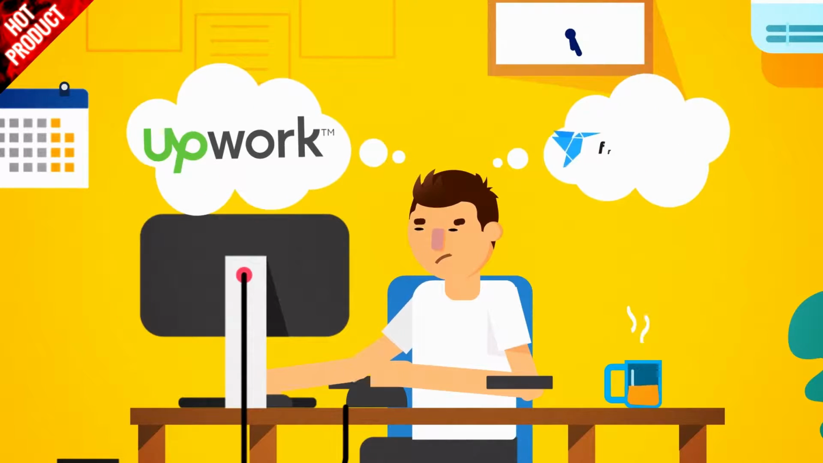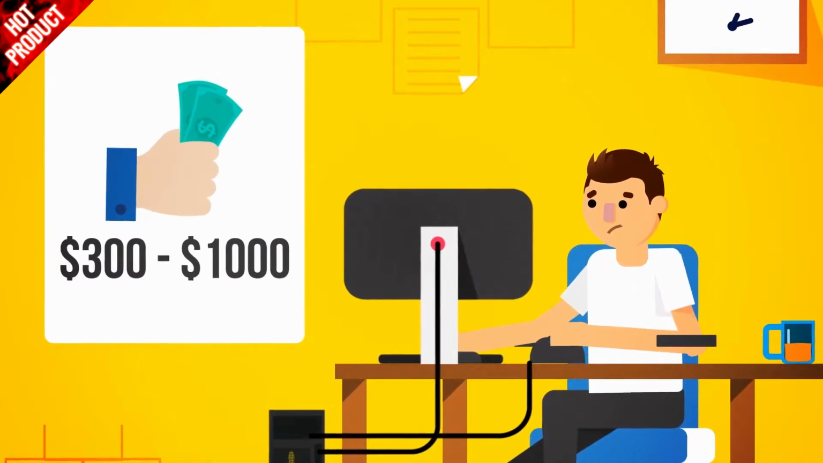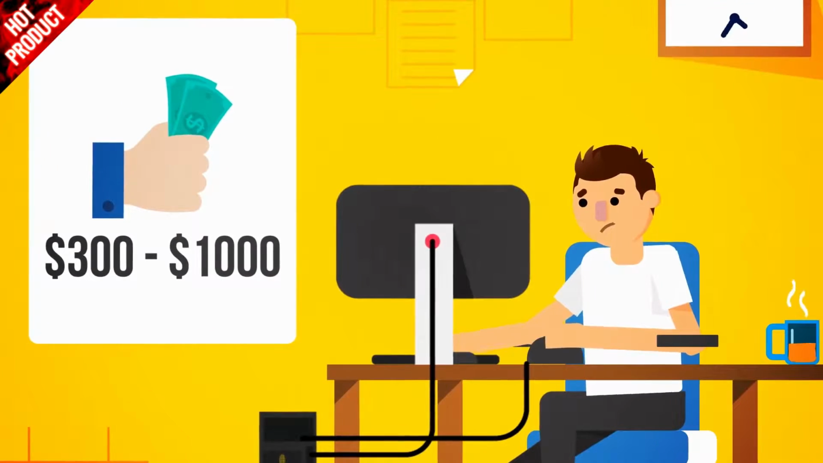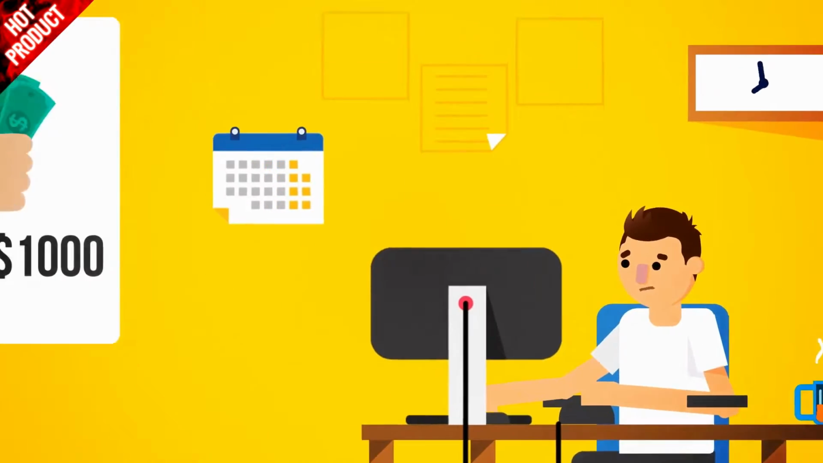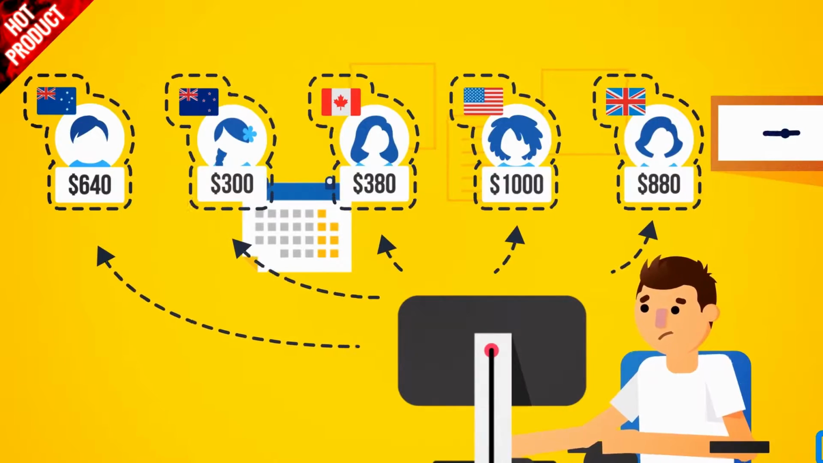Or, route number 2, outsource it. If you were to outsource it through sites like Upwork or Freelancer, it would cost you anywhere from $300 to $1,000 for someone to create just one ebook that didn't look like it was made in 1998 and was written in proper English by a native English speaker.